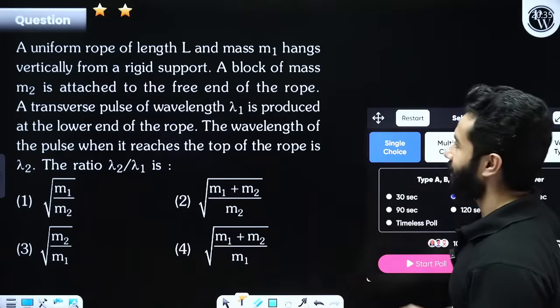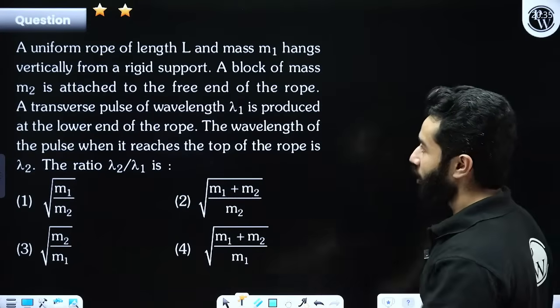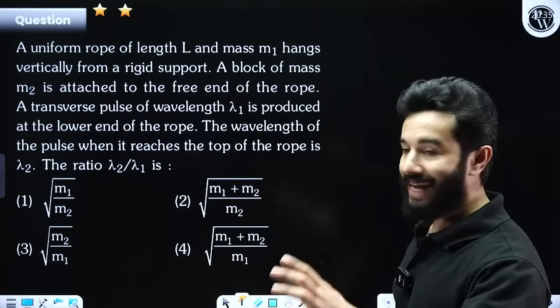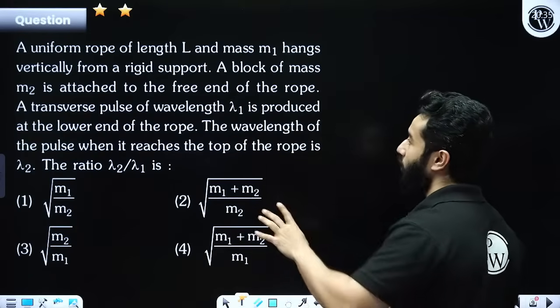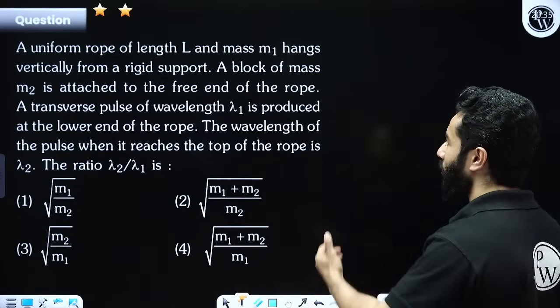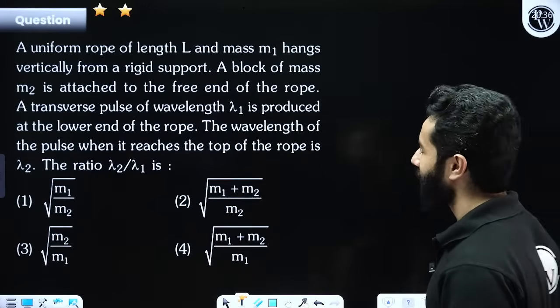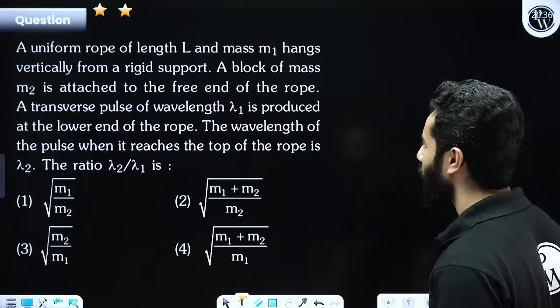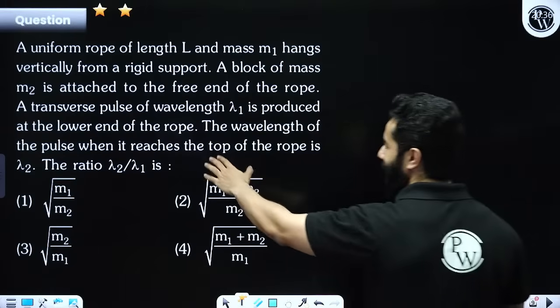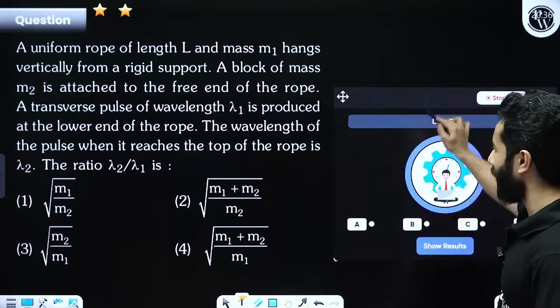In this question, first of all, let me read it for you. Then I'm going to give you 90 seconds for this. A uniform rope of length capital L and mass M1 hangs vertically from a rigid support. A block of mass M2 is attached to the free end of the rope. A transverse pulse of wavelength lambda 1 is produced at the lower end of the rope. The wavelength of the pulse when it reaches the top of the rope is lambda 2. You have to find out lambda 2 is to lambda 1.